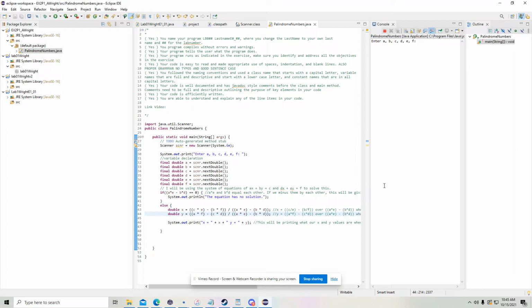So if there will be no solution, we will have a times e minus b times d equals 0. And this is because for the second part, if this is 0, we will be getting an answer over 0, which will not give us a solution. It will show up as an error. But for our x and y values, I have x equals c times e minus b times f over a times e minus b times d.